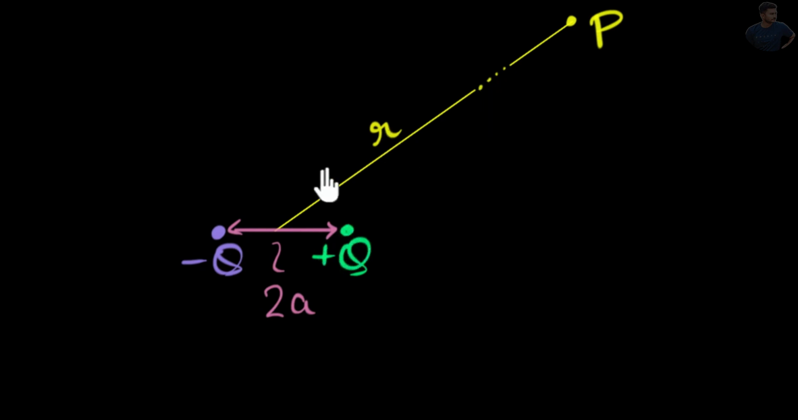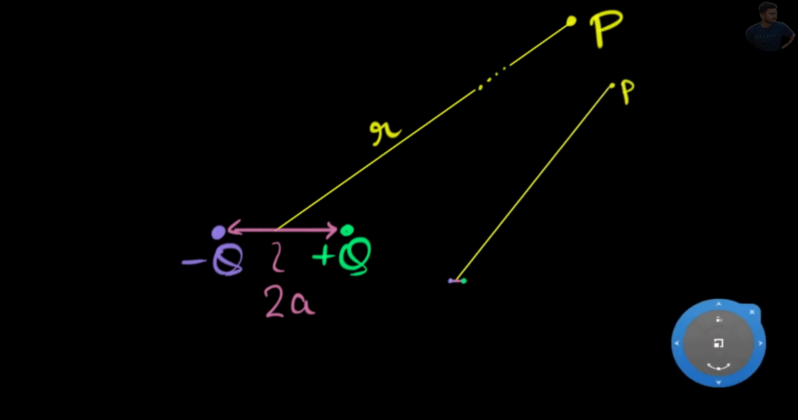And just to show you the real picture, this is what it would look like if I were to show it to scale. Imagine that this distance R is way bigger compared to a. That's what I mean when I say I want to calculate the potential very far away. All right, so let me just keep this picture somewhere over here.